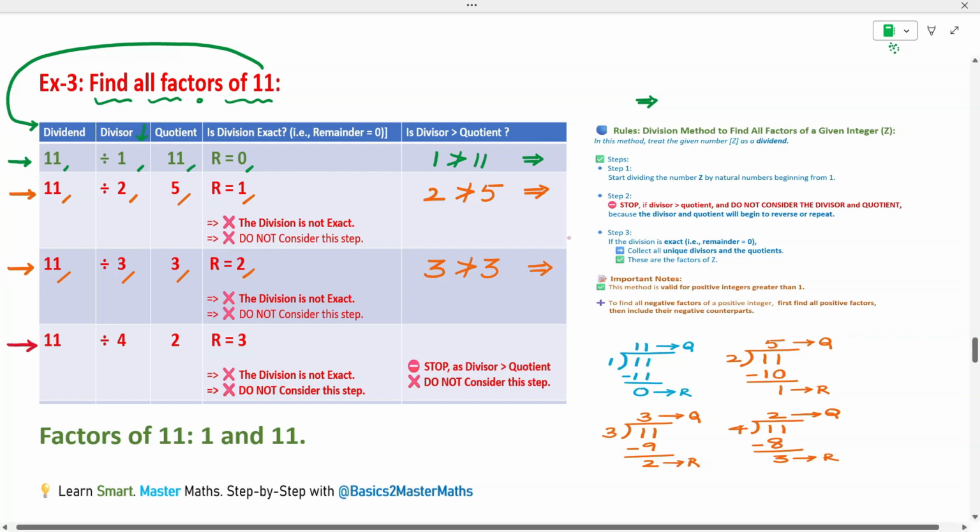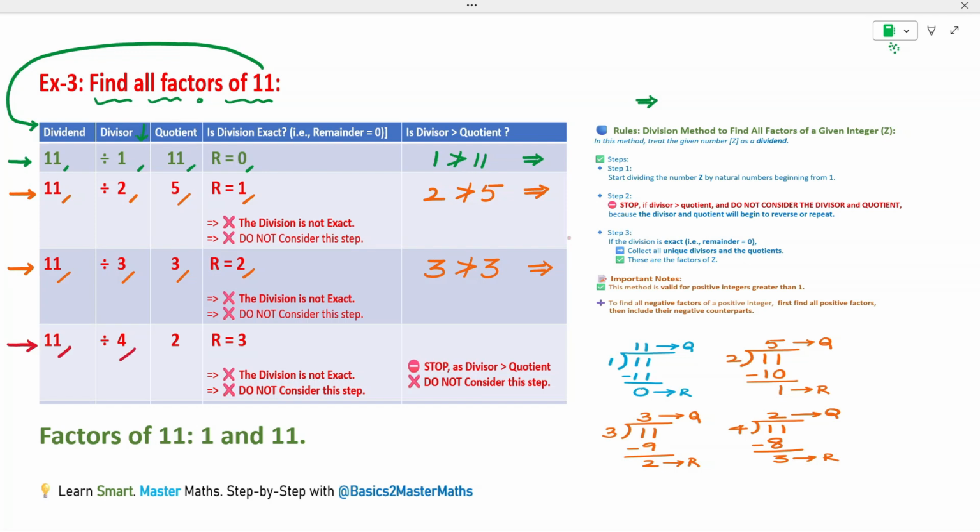Here, when we divide 11 by 4, we get 2 as the quotient and 3 as the remainder. In this case, the divisor is 4, which is greater than the quotient 2. So, please stop here and do not consider this step. Got it?